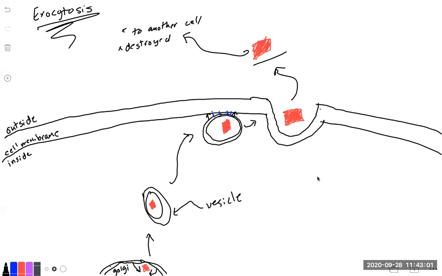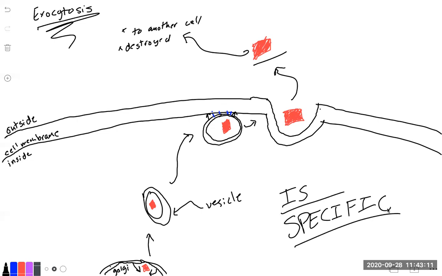And remember, exocytosis is specific. We do not want to be dumping out our machinery that we need to carry out our cellular functions. So this is a highly regulated, highly specific process, unlike pinocytosis, for example.